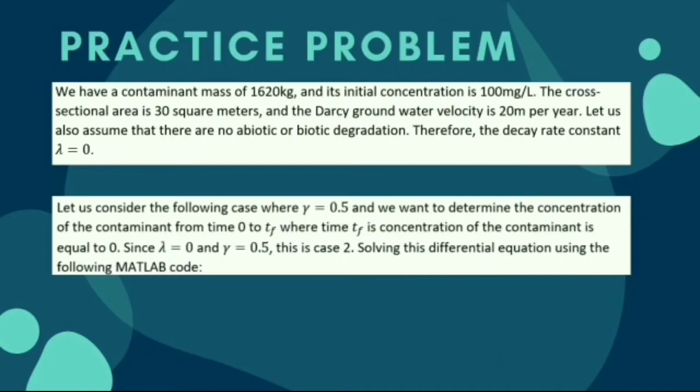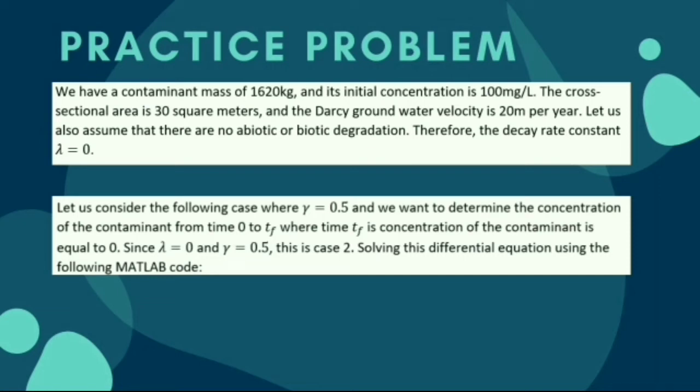Now, let's assume the following. We have a contaminant mass of 1,620 kilograms and its initial concentration is 100 milligrams per liter. The cross-sectional area is 30 square meters and the Darcy groundwater velocity is 20 meters per year. Let us also assume that there is no abiotic or biotic degradation. Therefore, the decay rate constant lambda is equal to 0.